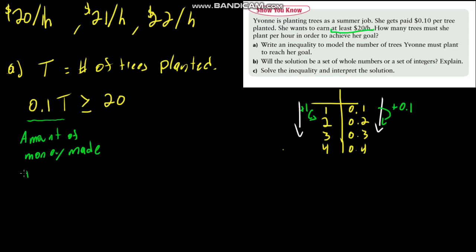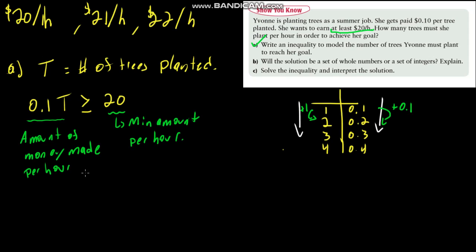And what we could say here is we could just say per hour, since we know that 20 is going to be the minimum amount per hour that she wants to get. Minimum per hour. She wants to earn $20 an hour. So we have an inequality. We are modeling how much money that she would make per tree, and this wants to be greater than or equal to $20. So write an inequality to model the number of trees that Yvonne wants to plant to reach her goal. So we've done that. We've modeled this inequality. We haven't solved it yet, but we've modeled it, okay?